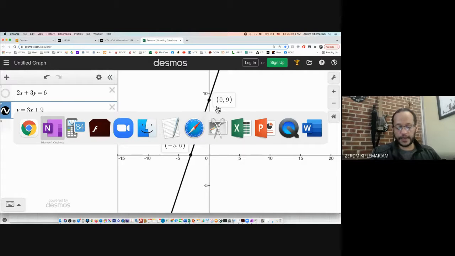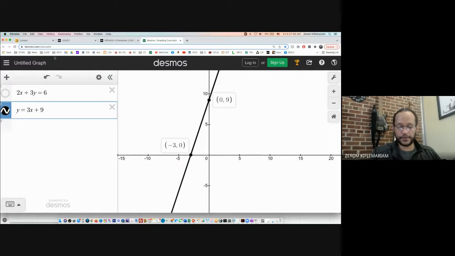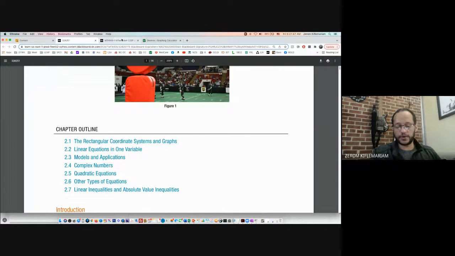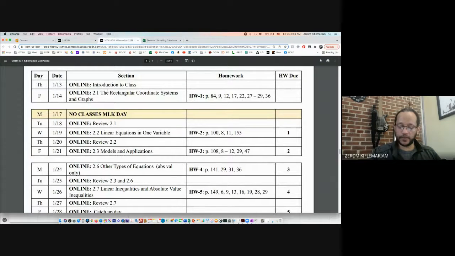Okay, just a recap to come back to what we're doing over here. Based on our syllabus today, we are covering the rectangular coordinate system and graphs. These are on page 84. We have a homework, which is numbers 9, 12, 17, 22, 27, 29, and 36. And homework number 1 is due on Wednesday at noon.